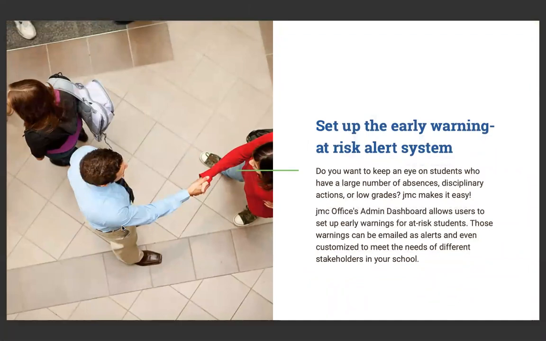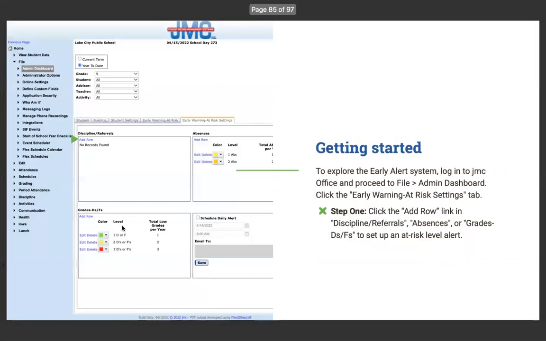So do you want to keep an eye on students who have a large number of absences, disciplinary actions, or low grades? JMC makes it easy. JMC Office's admin dashboard allows users to set up early warnings for at-risk students. Those warnings can be emailed as alerts and even customized to meet the needs of different stakeholders in your school. To explore the early alert system, log into JMC Office and proceed to File, Admin Dashboard. Click the Early Warning at-Risk Settings tab.